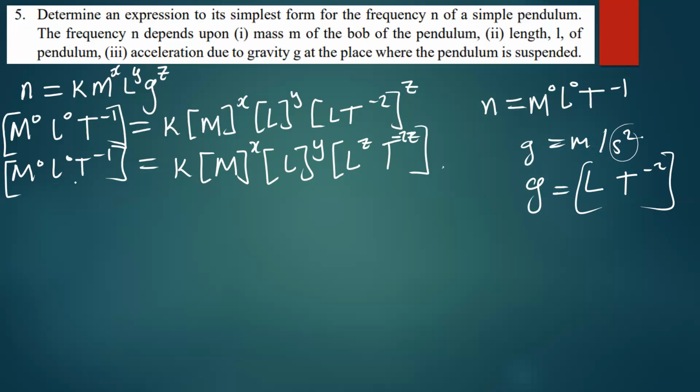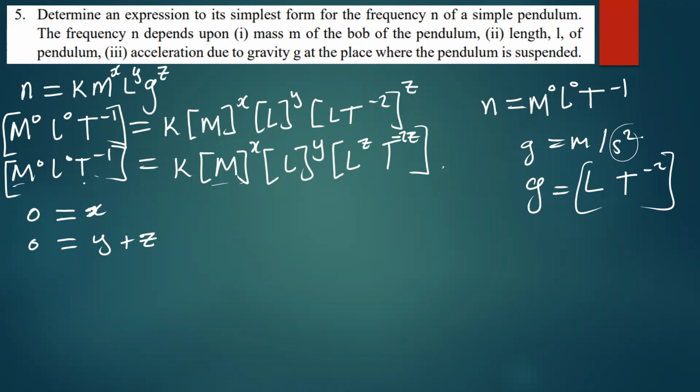So we compare the powers. The power for M this side is 0. The power for M here we have x. So we have x is equal to 0. That's the only M that we have this side. Then we move on to the powers for L. The power for L is 0. On the other side, the power of L we have y plus z. If you are multiplying two numbers with the same base, you always add the powers. This is the principle that we're using here.